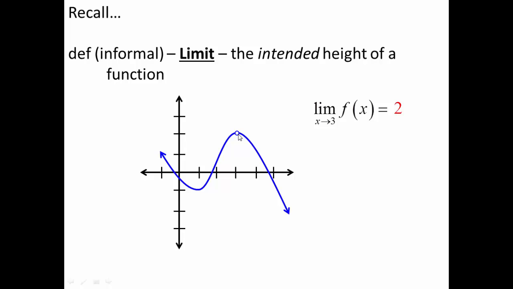The limit and the function value are not directly related to each other. One is not dependent on the other. They can both exist at the same place, or maybe one exists and one doesn't. It's not required that they be linked to each other.